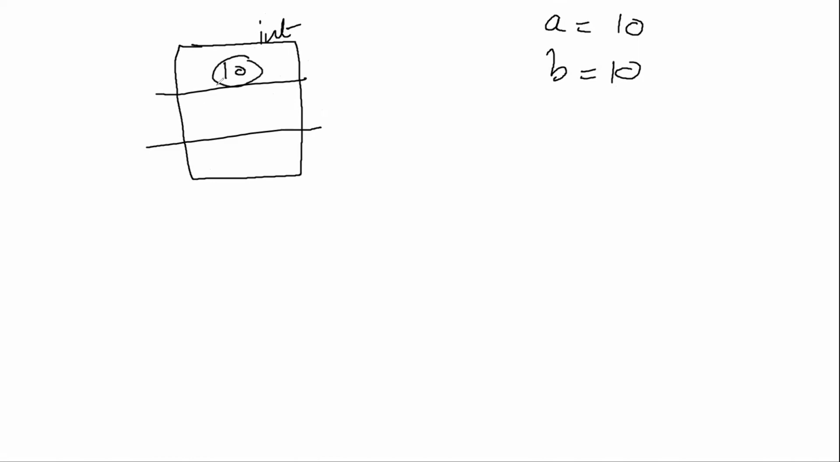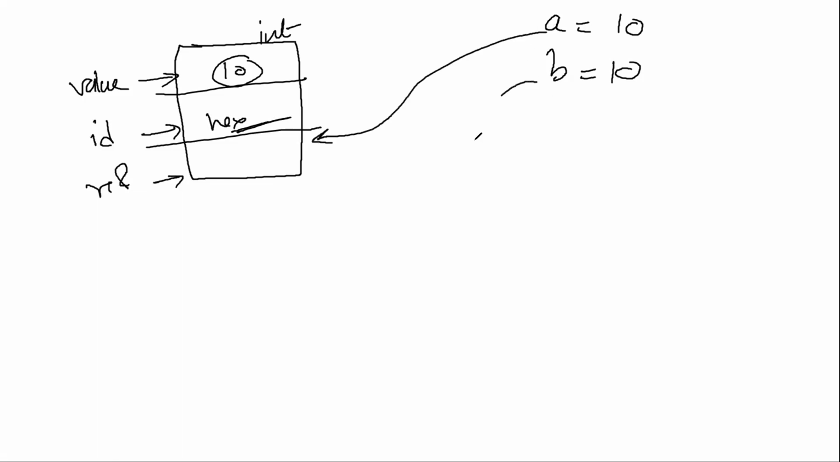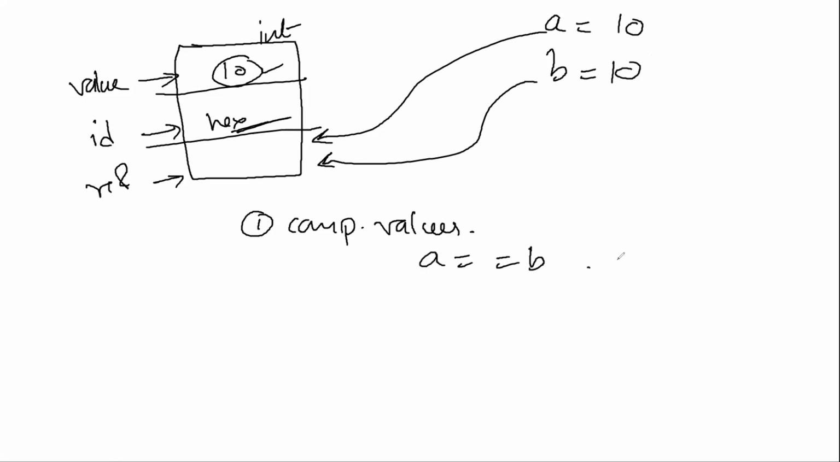It has three things associated with it. One is the object value, one is the object identity. There will be some hexa or a number or something like that here, right? And all the references here. A is referring to it, so A will be here. B is referring to it, B will be here. Now, when I first want to compare the values, what are the values? Both the values are 10. So I will say A double equal to B. The answer will be true.